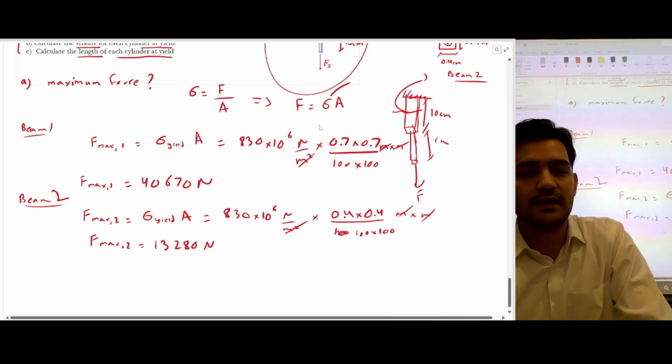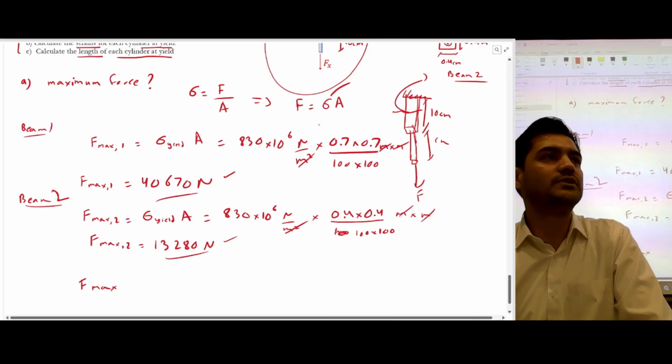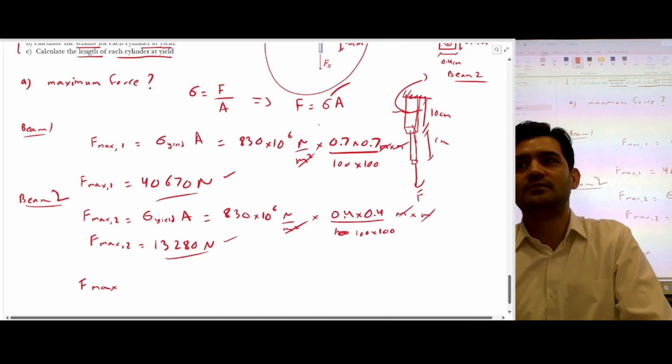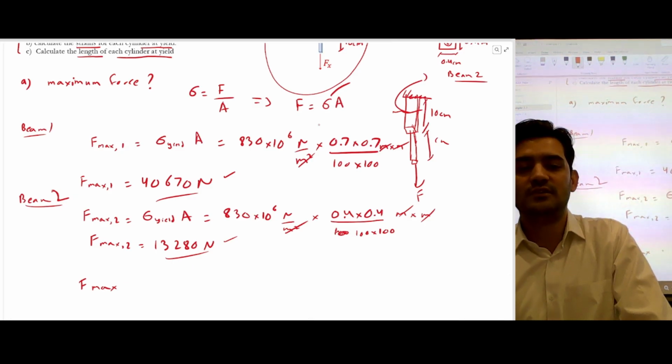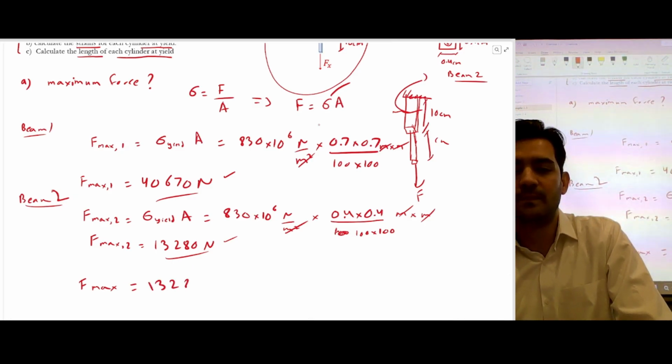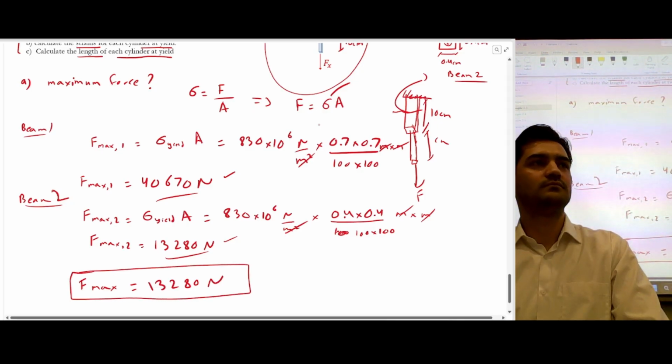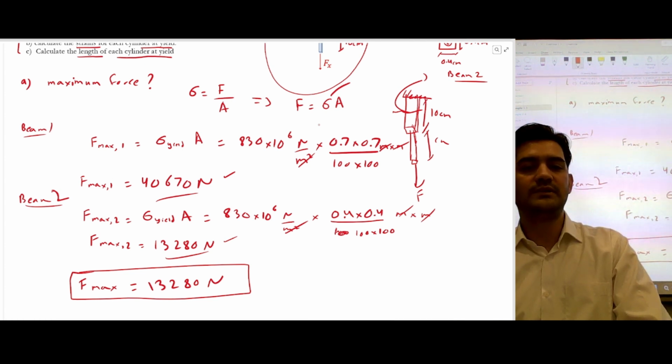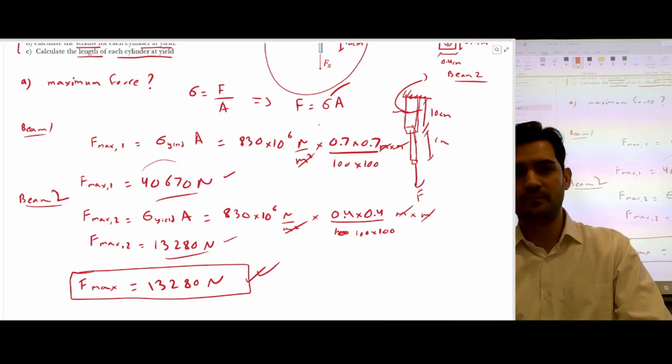So we're going to select the maximum force or the minimum force. What's the answer? We have to select one of these two forces. Yes, good, that's the answer. Because if we select this force, that's higher than this one, beam 2 will yield at this force already. So that's the answer for part A.